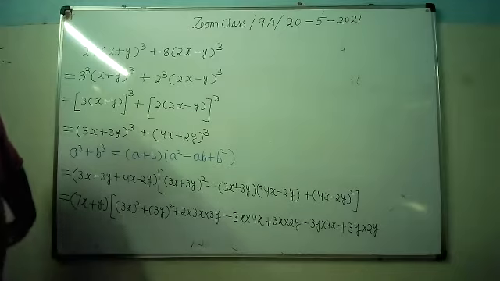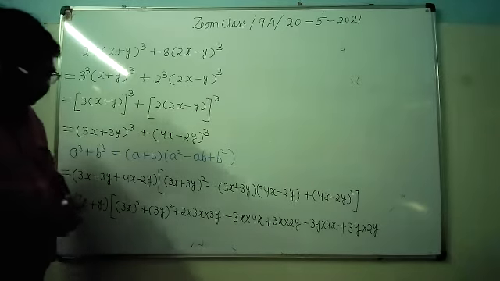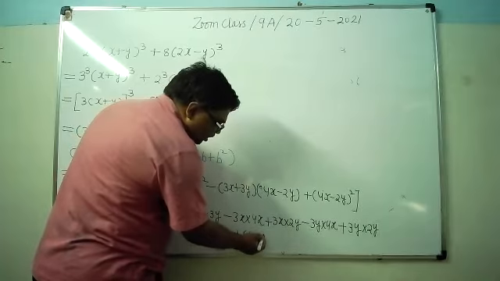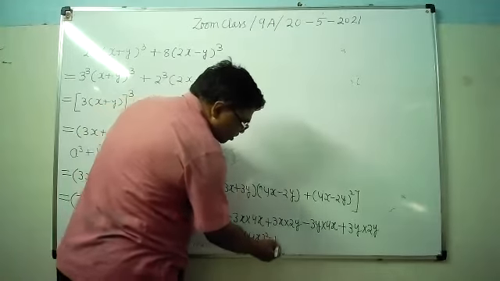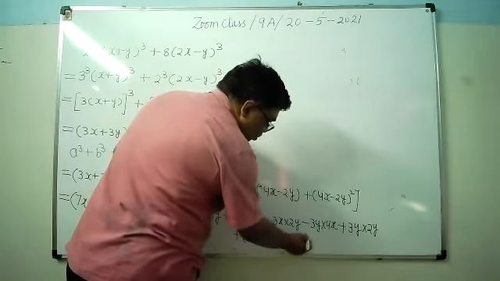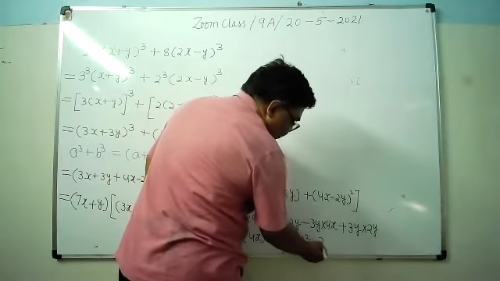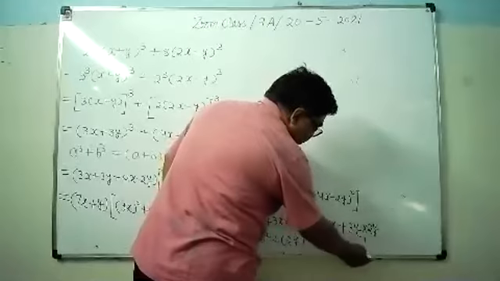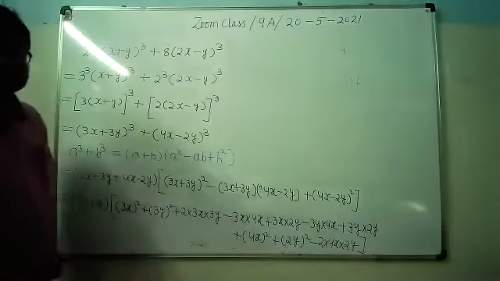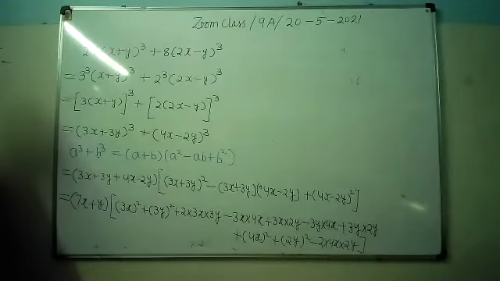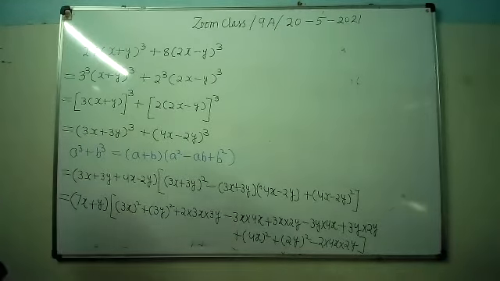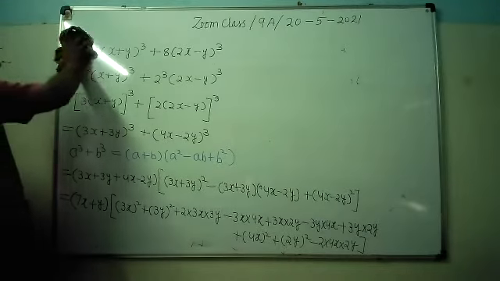Now this we can expand by using a minus b whole square. So I am writing here 4x whole square plus 2y whole square minus 2 into 4x into 2y. Bracket is closed. Have you understood? Now you have to simplify. You have to just simplify.